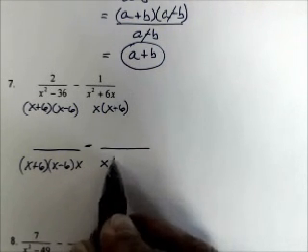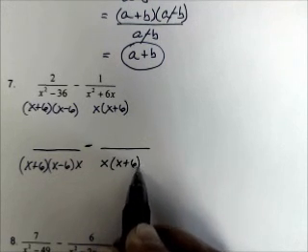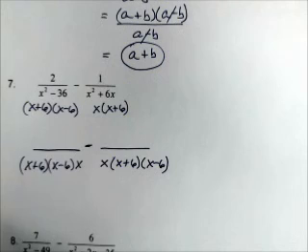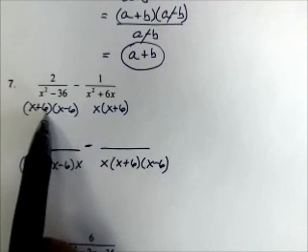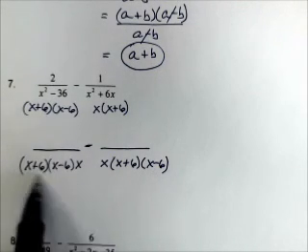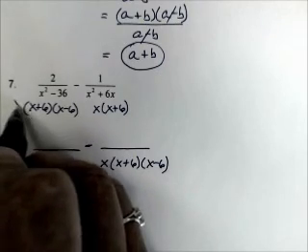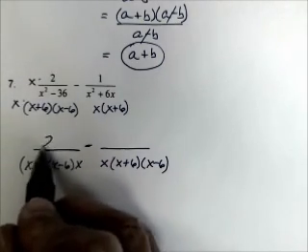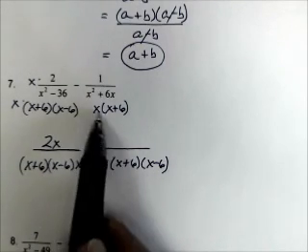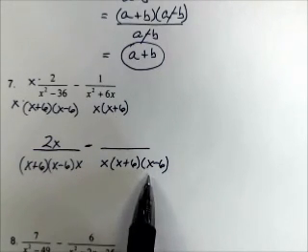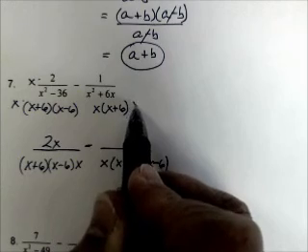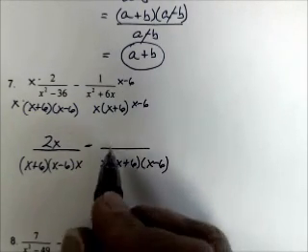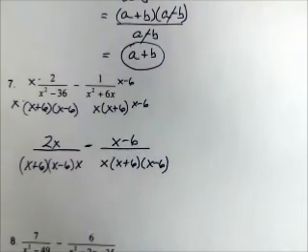Just going to write the x first in our second denominator. Okay, what do we multiply this by to get this? X. So we do the same to the numerator, so x times 2 is 2x. And what's missing here to arrive at this? X minus 6. 1 times x minus 6 is x minus 6.